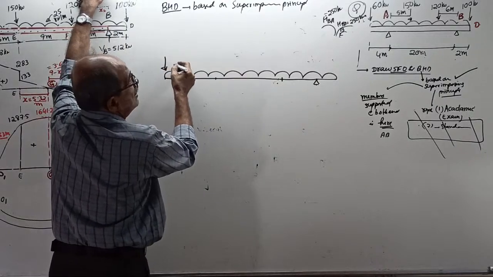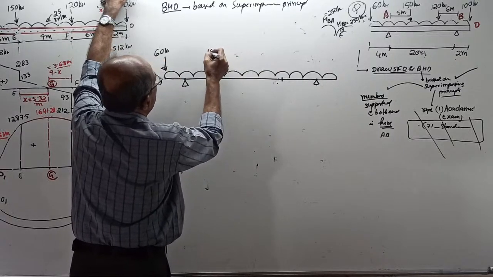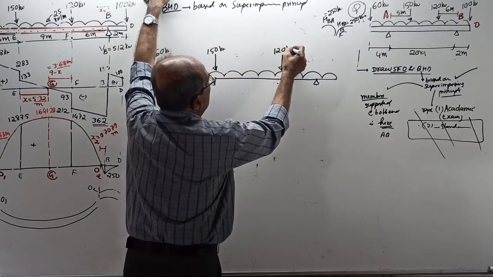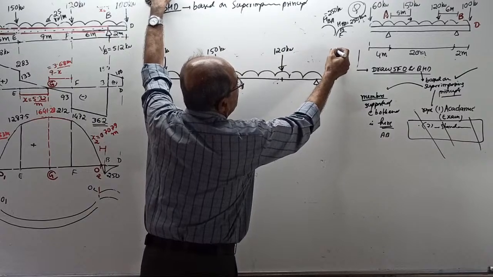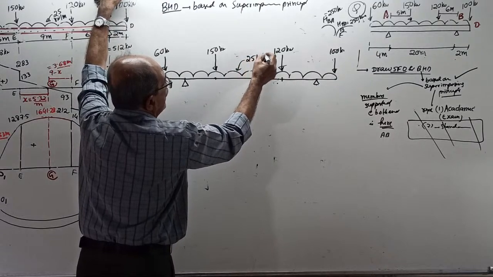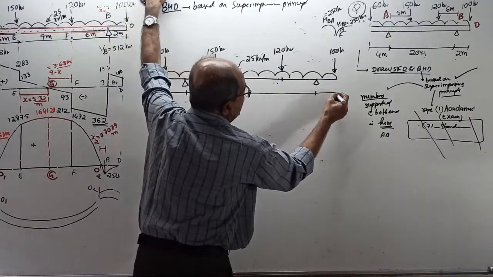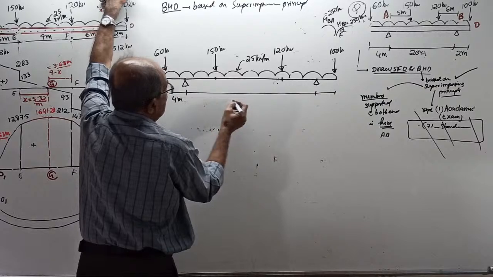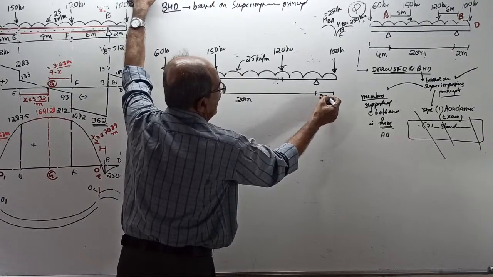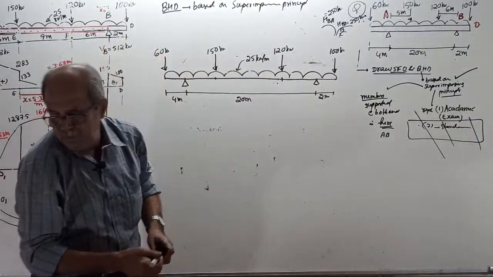One load here, 60 kN. Another load, 150 kN. One load here, 120 kN. One more load here, 100 kN, and a UDL of 25 kN per meter over the entire length. Write the distances here. The span distances: this is 4 meter, this is 20 meter, this is 2 meter, 2 meter. Then name the points: A, B.